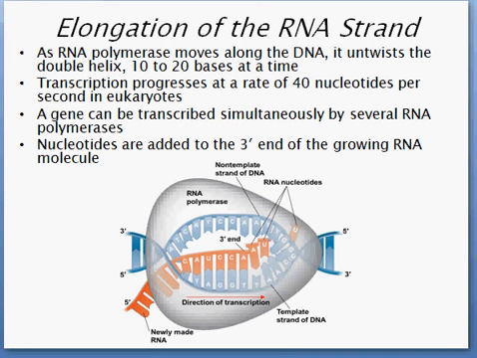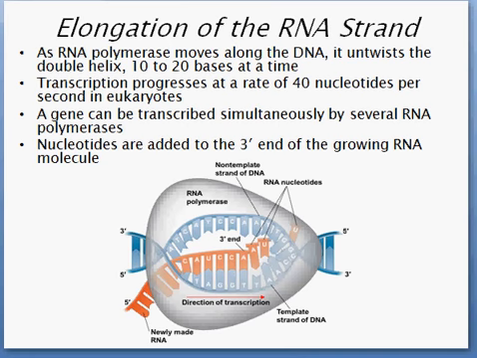template strand. And a gene can be transcribed simultaneously by several RNA polymerases. So this can be occurring over and over again as there are several RNA polymerases reading the same gene over and over again. And just like in replication, nucleotides are added to the 3' end of the growing RNA molecule.